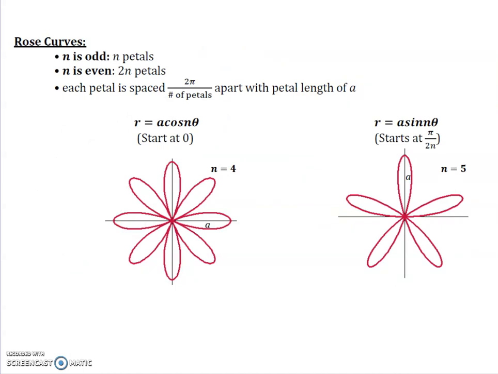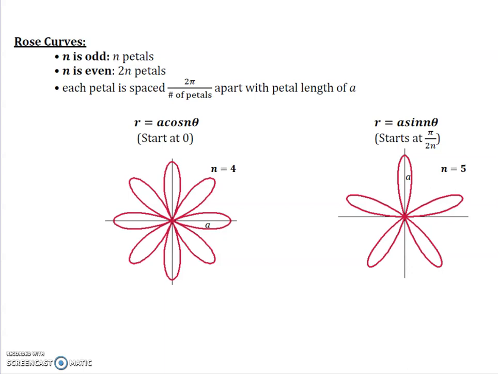All right, now we've got our fun rose curves. You've got to look at n. When n is odd, we have n petals. When n is even, we have twice that. Each petal is spaced the same distance apart, with a petal length of A.